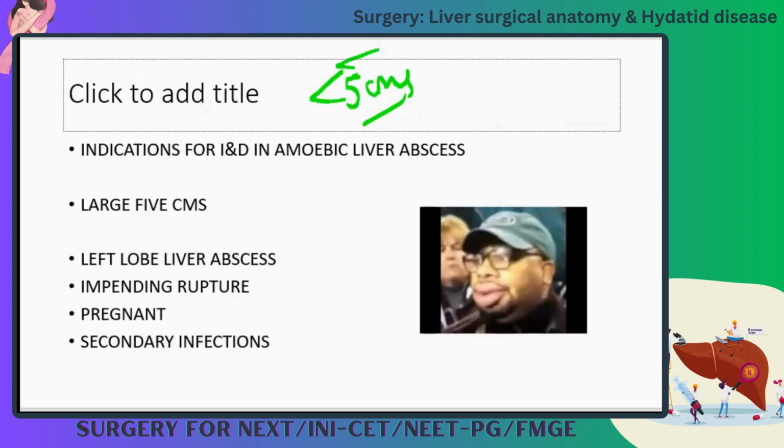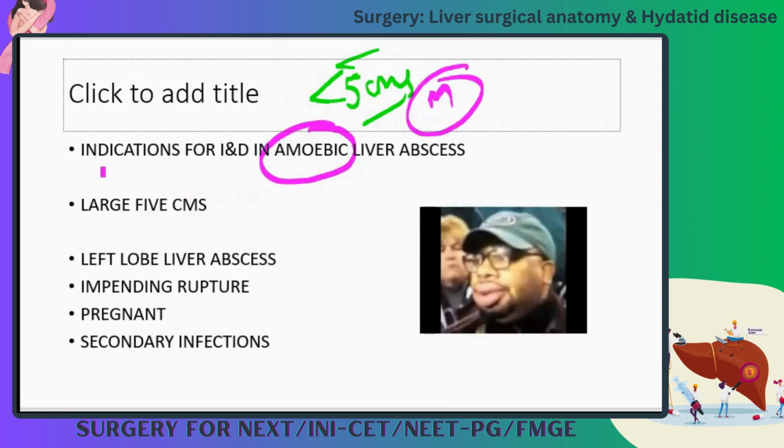In the same way, for amoebic liver abscess also, what is the drug of choice? For pyogenic liver abscess, you can give the common antibiotic. For amoebic liver abscess, what should you give? Metronidazole. Yes, it is metronidazole, Flagyl.